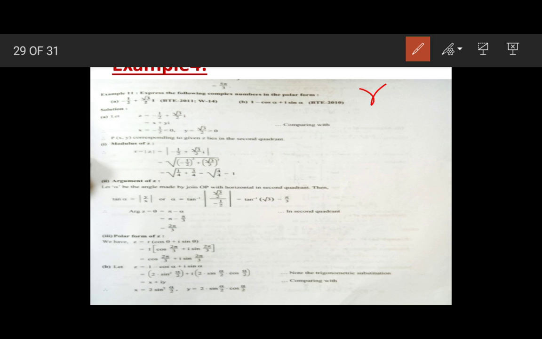Okay. Then here is the fourth sum. Fourth sum is express the following complex number in the polar form. Now to write in a polar form, first we have to find modulus means R, and then we have to find argument means theta. Okay. So Z is minus 1 upon 2 plus root 3 upon 2i. So here A is equal to minus 1 upon 2 and B is equal to root 3 upon 2. Okay.